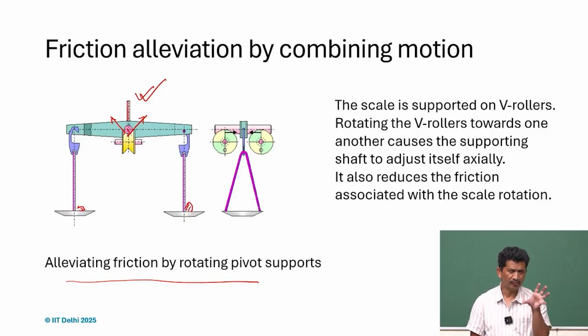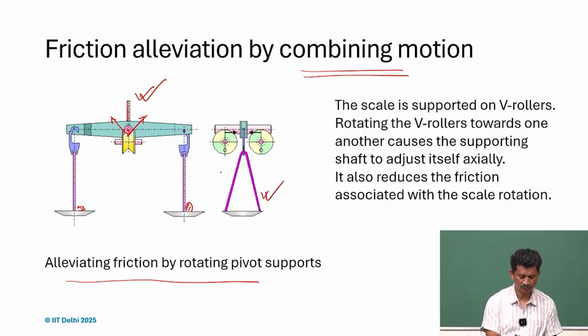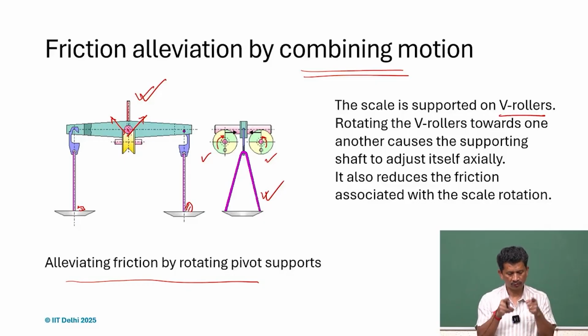So if you want to minimize that error, we can always use that combined motion. So here that's what has been done. A very nice design, from Professor Sumer's book. And again, what you see here is that this scale is now supported on these two V rollers, and they are rotating in opposite directions. So it's rotating like this. You see here as well.